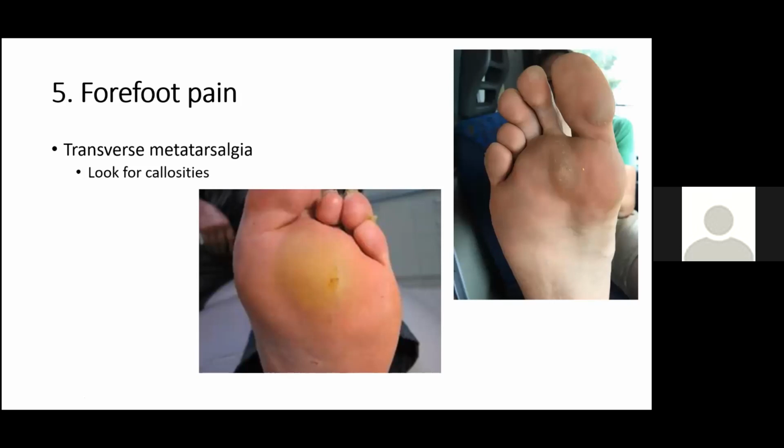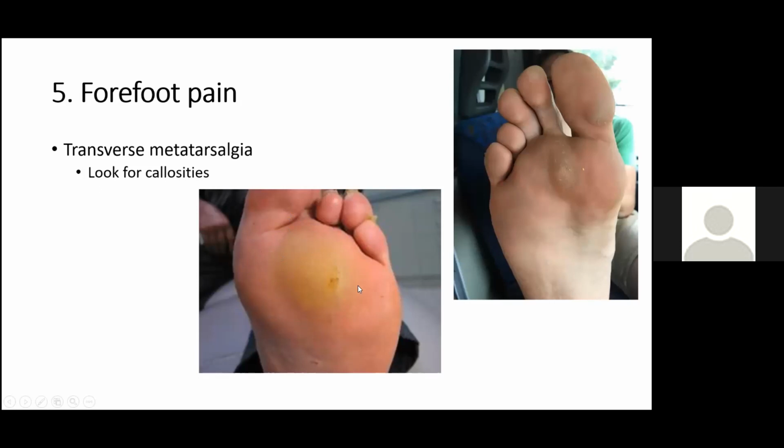Transverse metatarsalgia, you have these intermetatarsal ligaments stabilizing these metatarsal joints and avoiding them being spread out. If there are any abnormalities, they can have this transverse metatarsalgia, that is pain along the metatarsal heads.